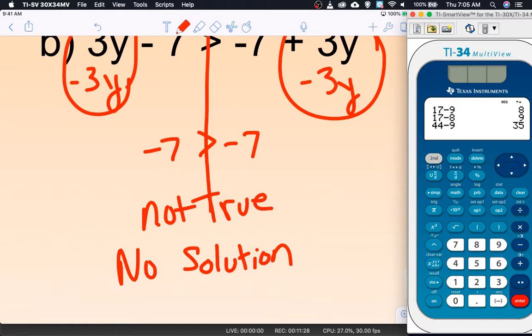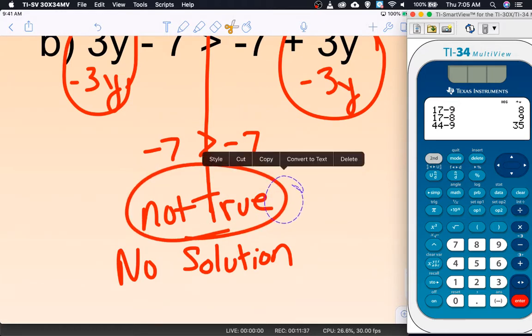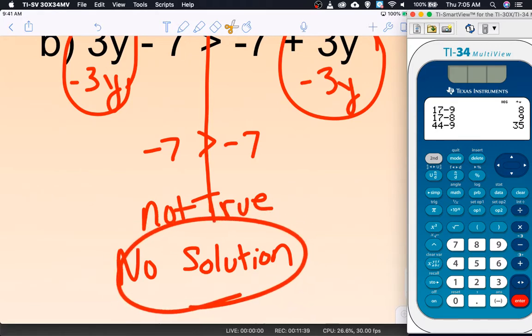You're always looking for the truthiness of that statement. Because that statement is not true, we would say then it has no solution. Okay.